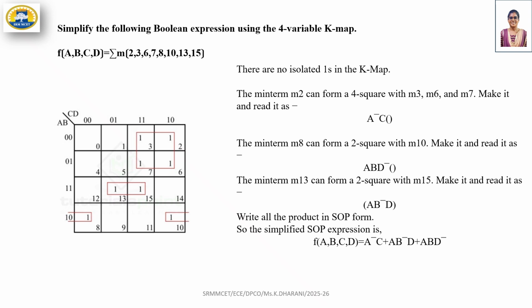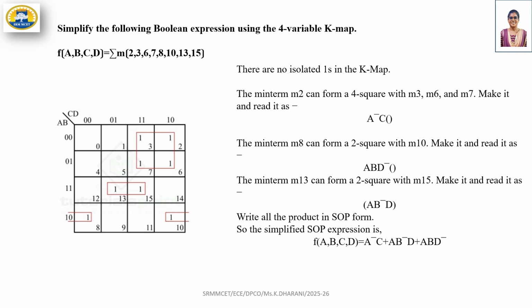For the first term, I'm giving the minterm m2, which can form a square of 4 with the help of m3, m6 and m7, so we can make it A bar C. Then I'm going for m8. m8 can form a square with m10 because it's forming a group with this. Then I can make it a term of A, B, and then going for D, A B D bar. Then I'm going for m13.